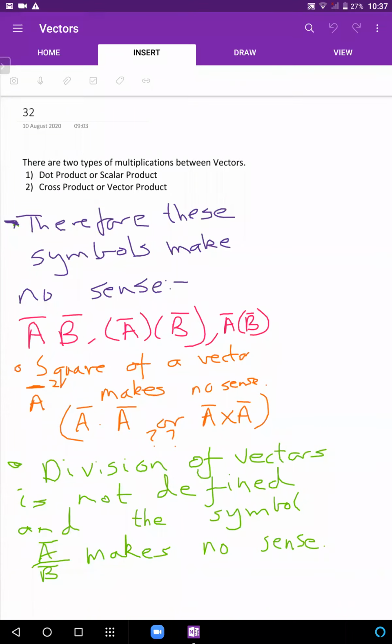Okay, and after that we are going to start with multiplication of vectors. That's our next topic. We are finally going to start multiplication of vectors. Very simple, very interesting. The first one is especially easy.